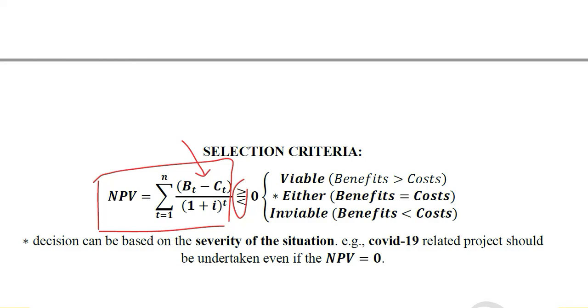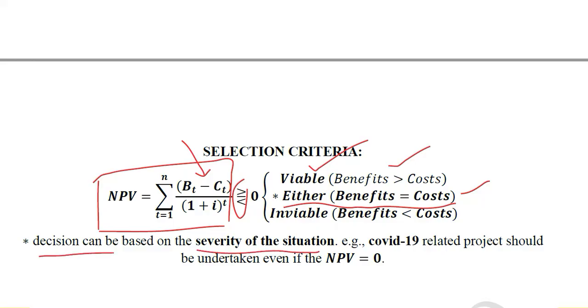If it is a positive value, it means that the benefits are greater than costs and it is desirable to undertake this project. If the answer is 0, it means that there is an equality of the benefits and the costs, and now we are indifferent. We are not sure if we should undertake this project or not, because the benefits and the costs collectively from first till the last year after discounting appear to be equal. So we can either go for the project or avoid the project. It all depends upon the severity of the situation.